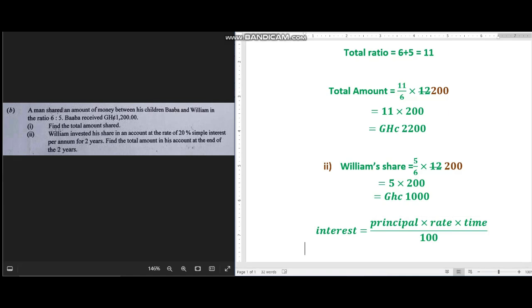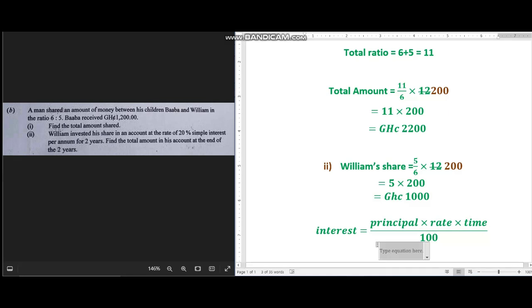So this amount, which is William's share, 1,000 Ghana cedis, was invested in an account at a rate of 20% simple interest. So the 20% is for the rate, and the per annum for 2 years, meaning the time given is 2 years. And then the principal is the amount that William has invested, that is his share, which is the 1,000 Ghana cedis. So we are just going to do some simple substitutions here.